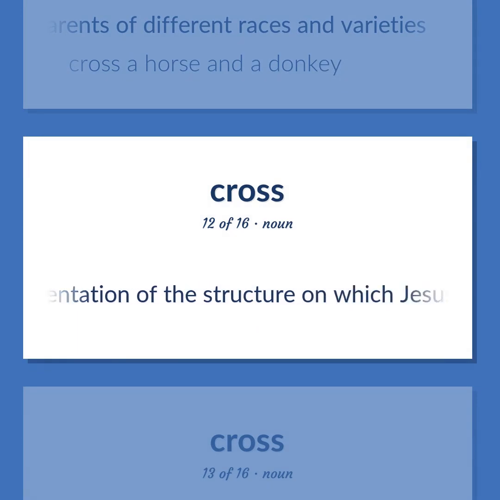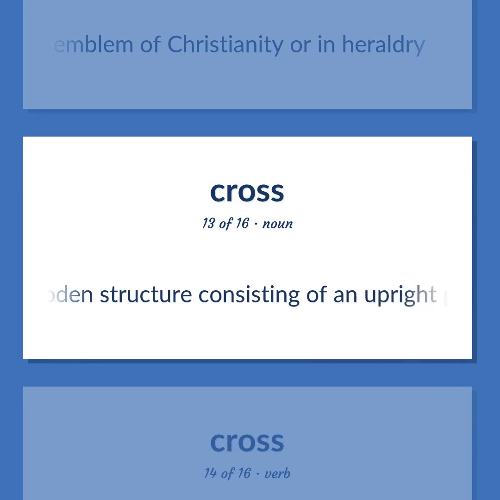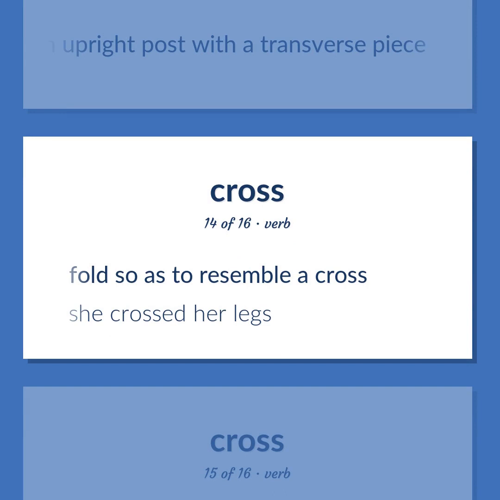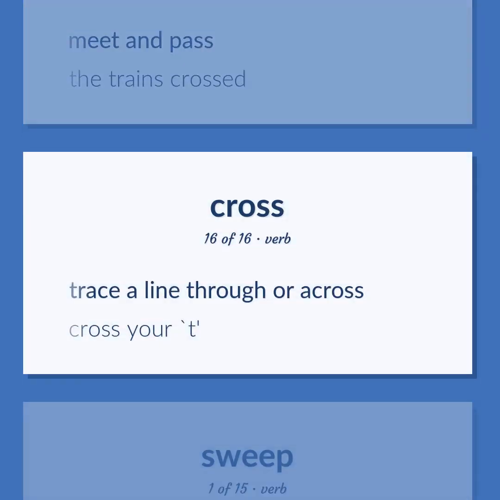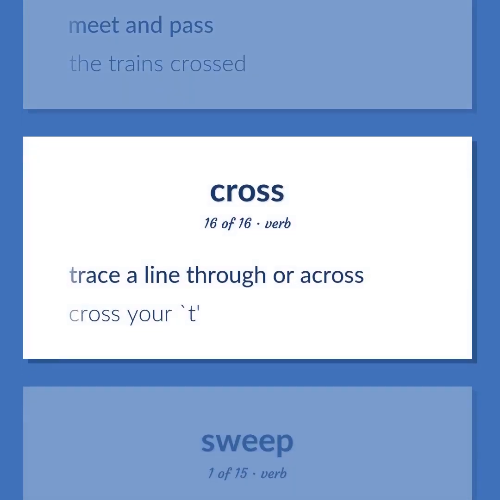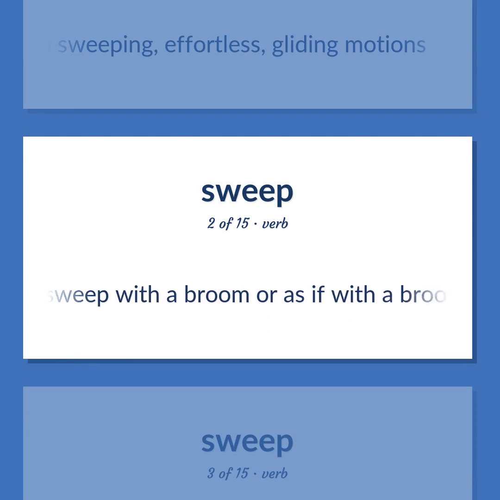A representation of the structure on which Jesus was crucified, used as an emblem of Christianity or in heraldry. A wooden structure consisting of an upright post with a transverse piece. Fold so as to resemble a cross. She crossed her legs. Meet and pass. The trains crossed. Trace a line through or across. Cross your T. Move with sweeping, effortless, gliding motions. Sweep with a broom or as if with a broom.